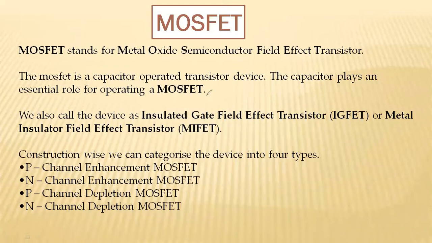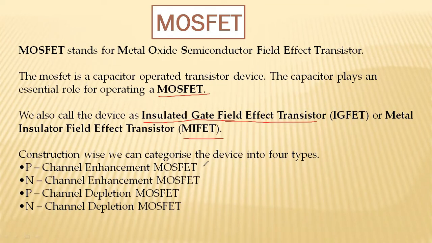Metal oxide semiconductor field effect transistor. In short, we call it MOSFET. The other name for this is IGFET, insulated gate field effect transistor, or also metal insulator field effect transistor. Okay, and this can be operated in two modes, and it has two different types of channels.